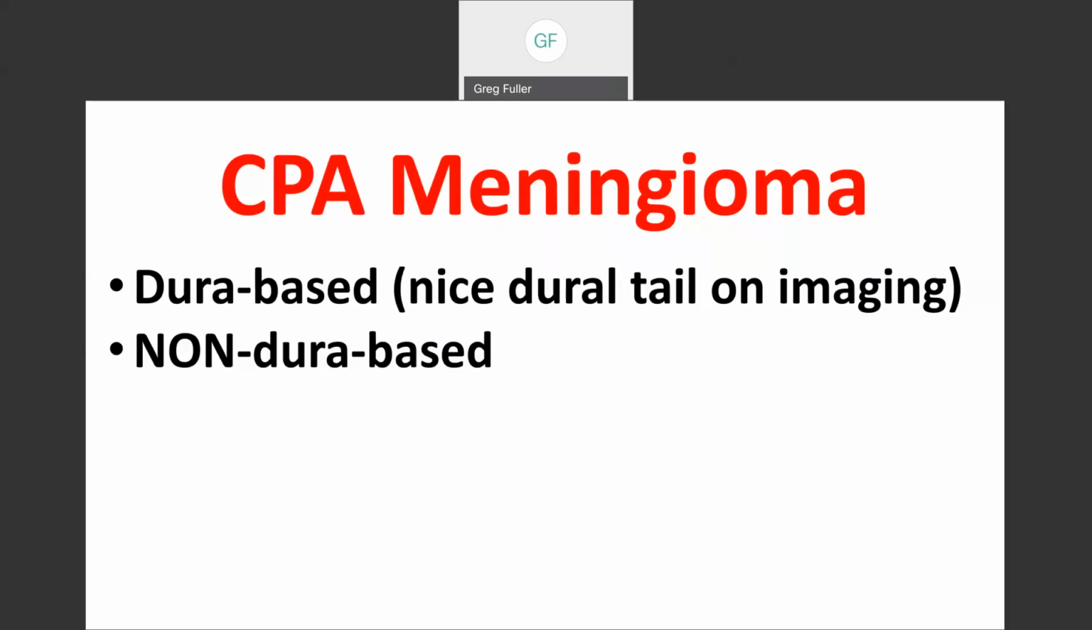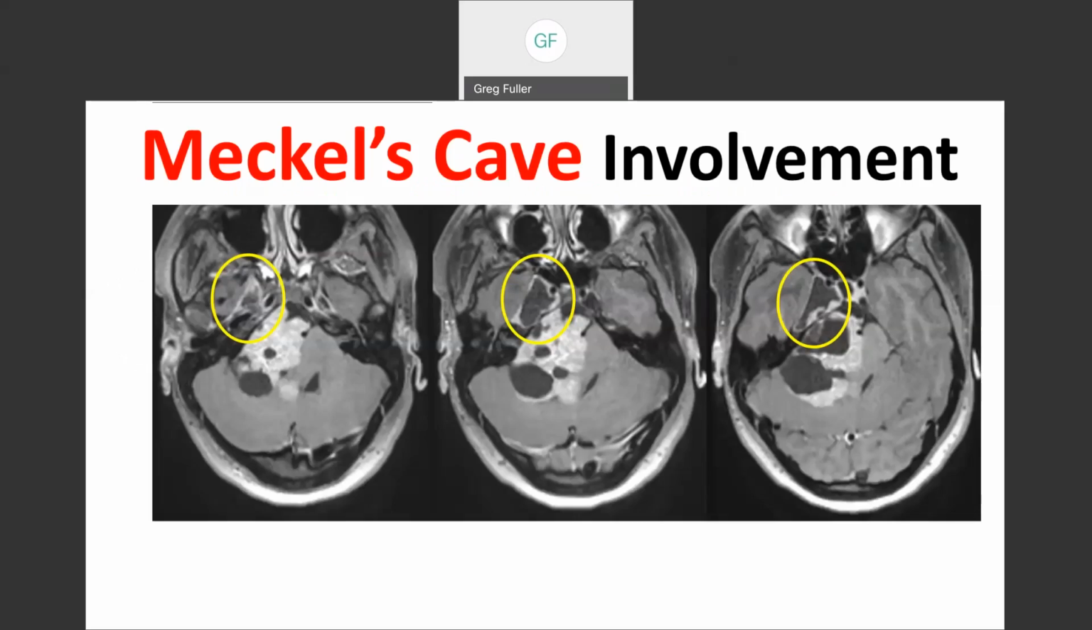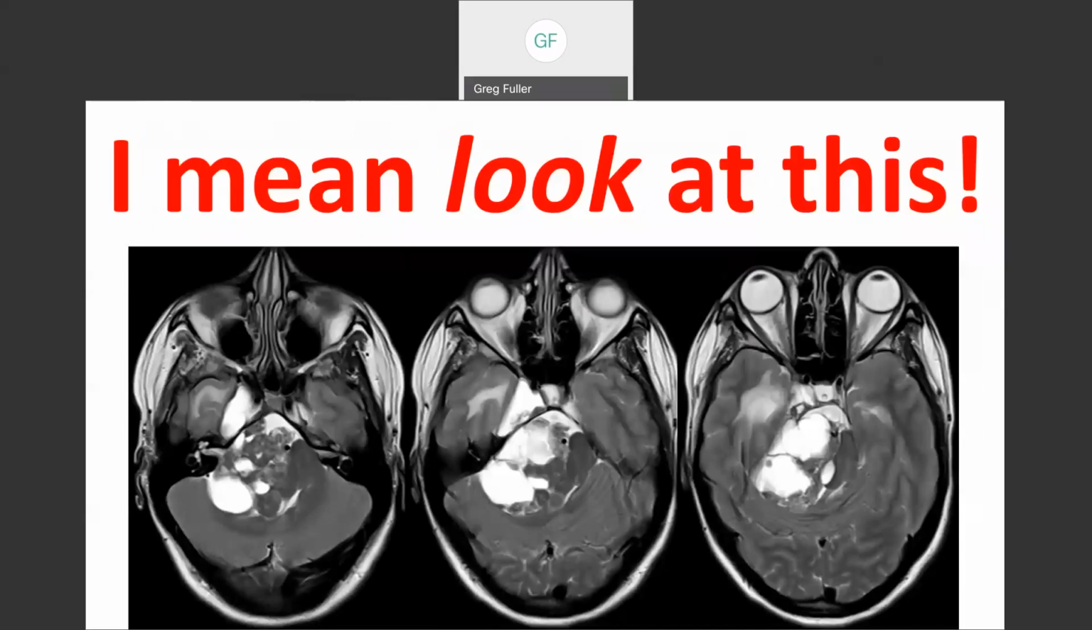And why is that important? WHO grade 2 tumors tend to recur with higher frequency. All right, you like that? Okay, I got that. But that's always something with me. Come on, look at that Meckel's cave. I'm not sure. I mean, look at this. Have you ever seen it? Seriously, I'm asking everyone, have you ever seen it?